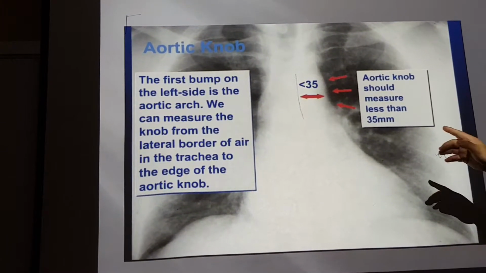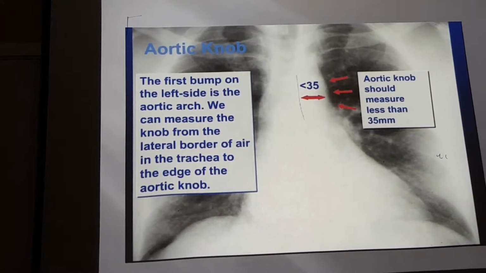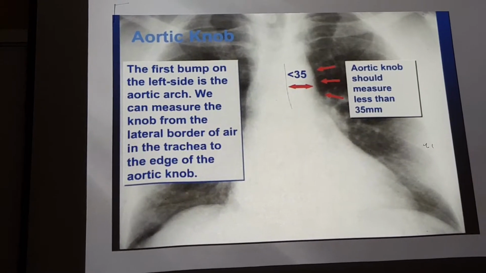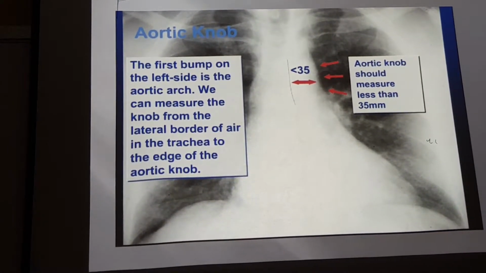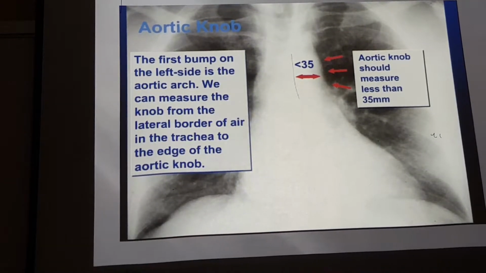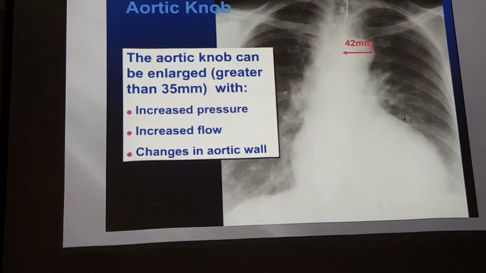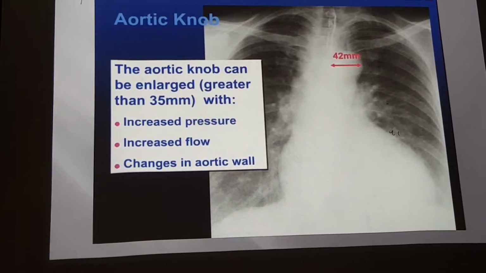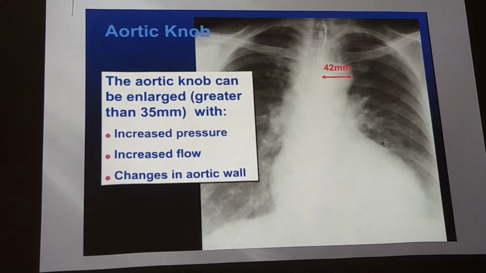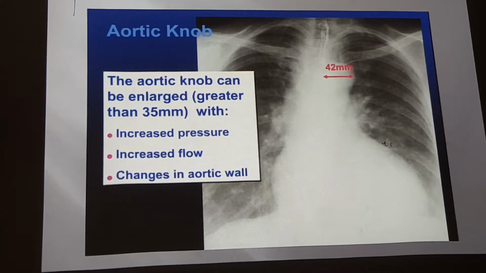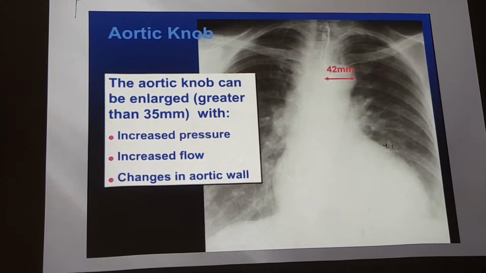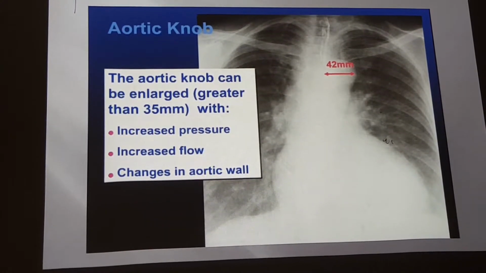You can use either the lateral border of the trachea, that's 35 millimeters, or the spinous process of the thoracic spine, that's 40 millimeters. That's the upper limit. So that's the way to assess whether the aortic knob is dilated or not. Next slide. The aortic knob can be enlarged, greater than 35 or 40 millimeters. These are the causes of an enlarged aortic knob: increased pressure in the aorta, increased flow, and also changes in the aortic wall can increase the size of the aortic knob. Next slide.